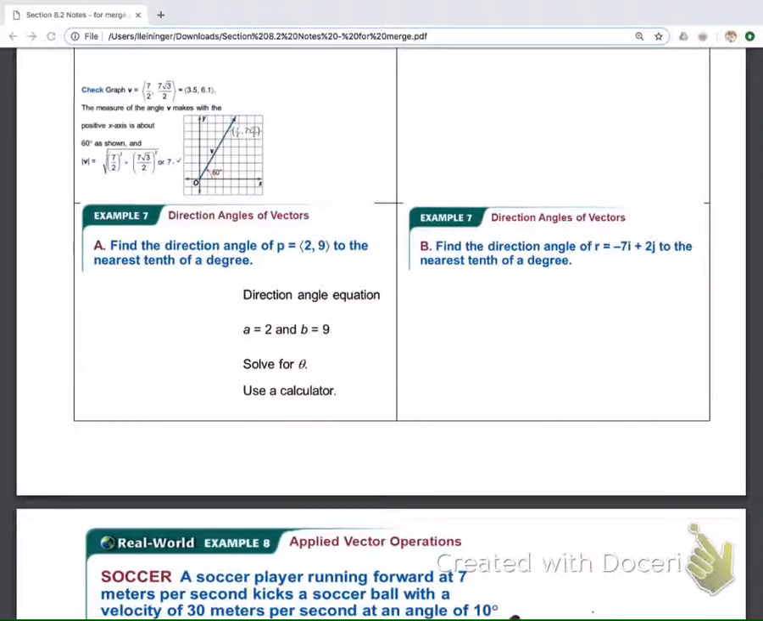So the first thing I would do in this example is draw out where the vector is. If the vector is 2, 9, where is it going to be? Quadrant 1. Right 2, up 9. There's my vector. Okay? What angle am I looking for there? The bottom left. Right there.